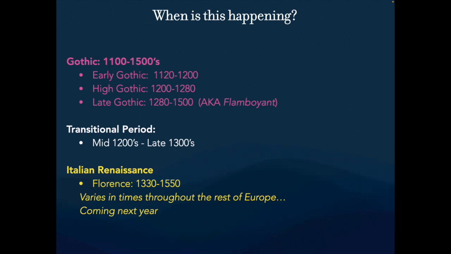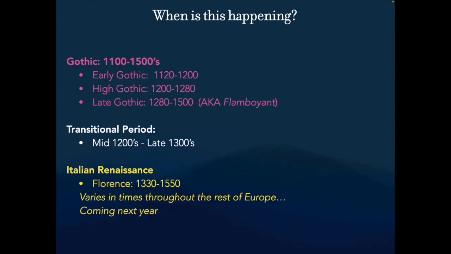A lot of it is happening still in certain parts of Italy up until 1500. So the transitional period is happening in certain places and at certain times through the mid-1200s to the late 1300s. And again, as you can see, it overlaps here. Florence is going to be the first one to really kick off the Renaissance. There's still this transitional period. Some Gothic is still happening, so it's not as much of a clean break.